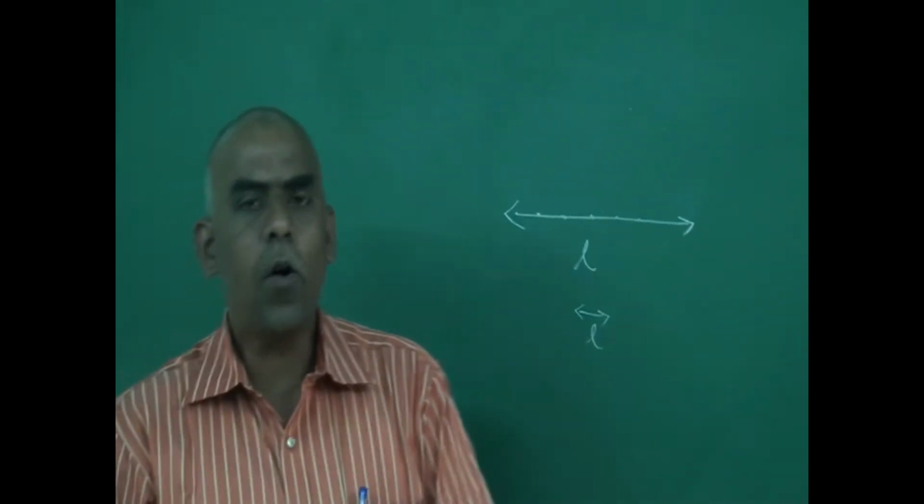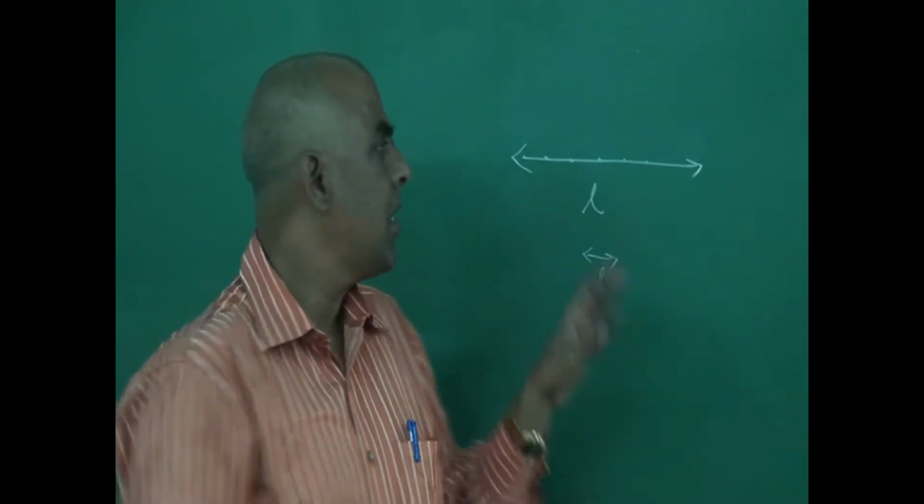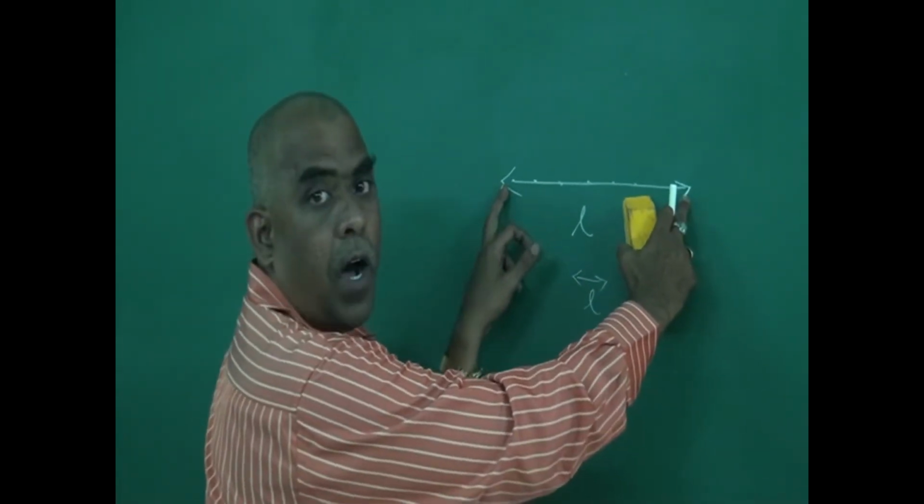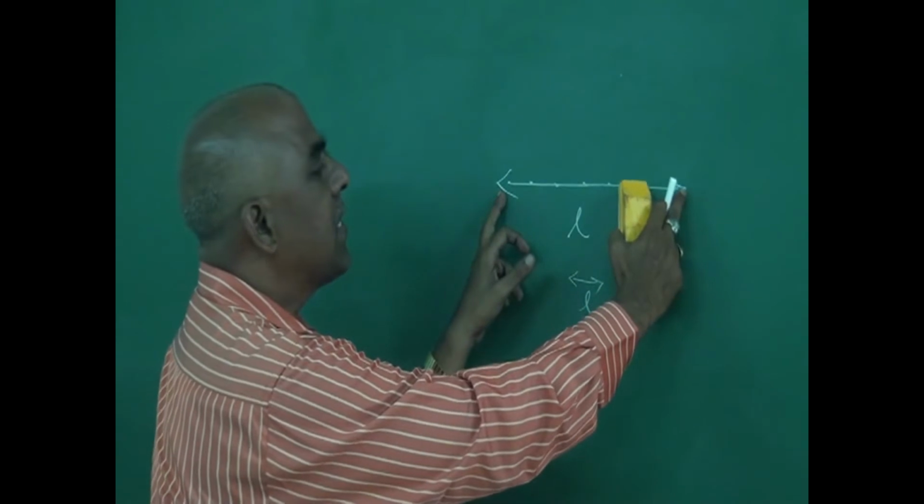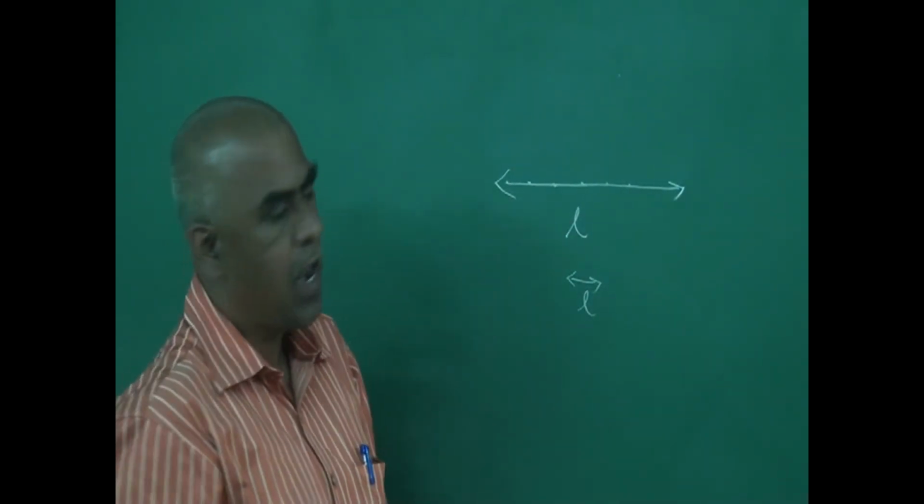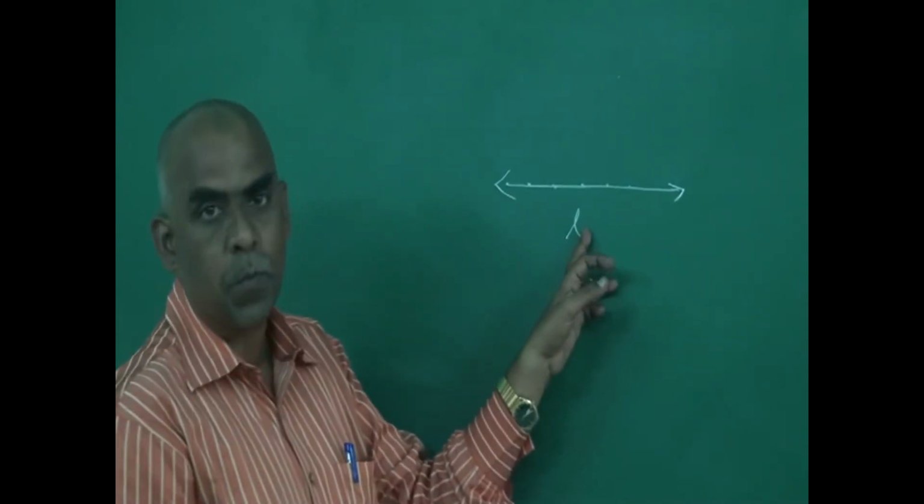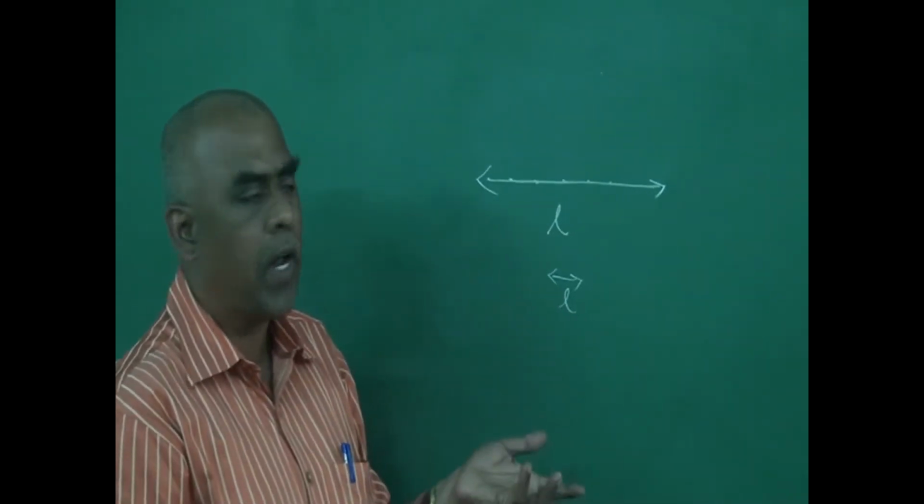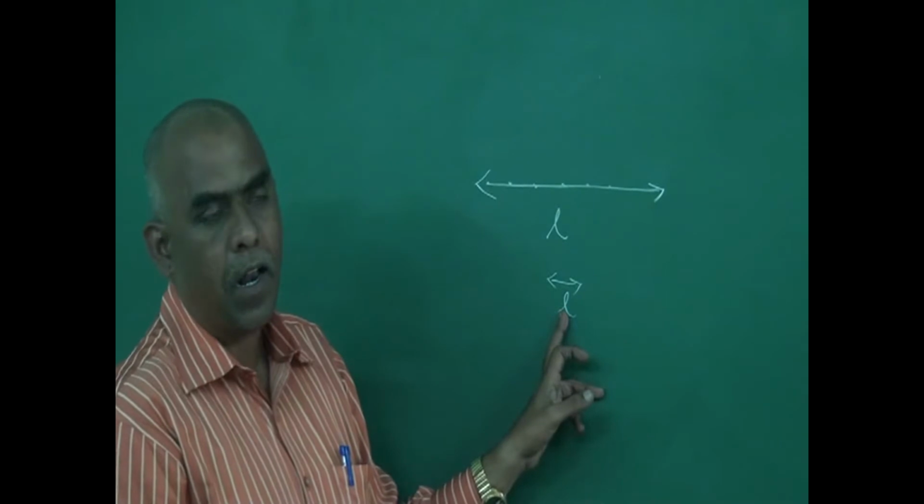A line always consists of infinite points and is always extended on both sides. That is called a line. Lines are always indicated with small letters like L, P, Q, R, and they are represented like this.